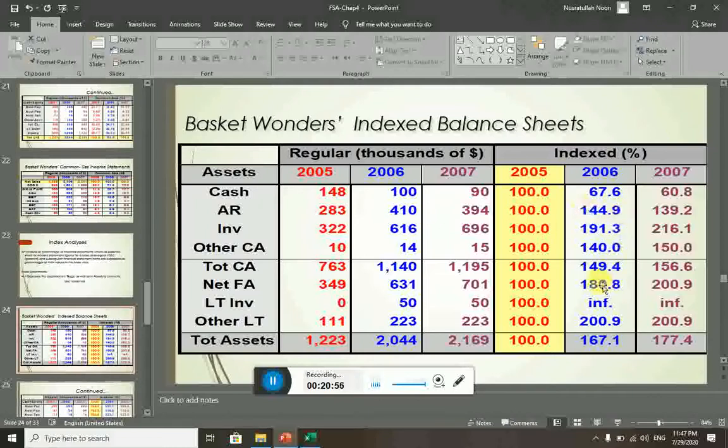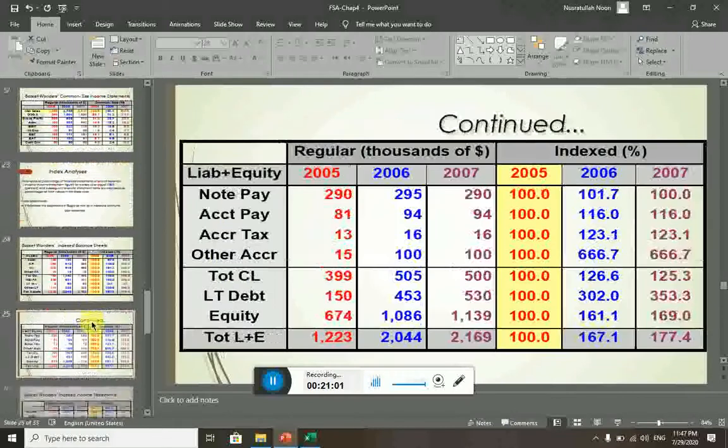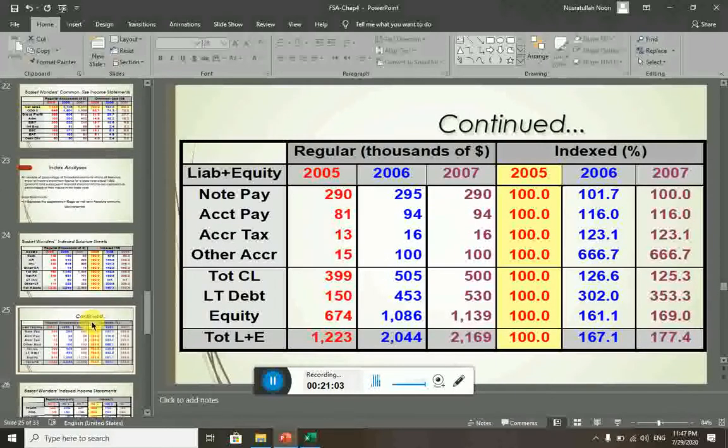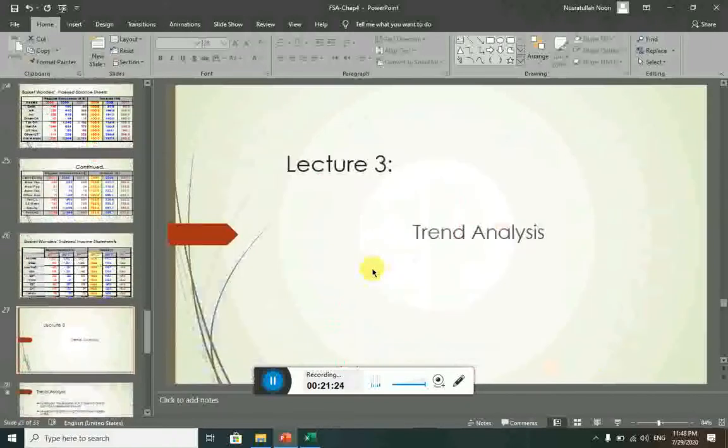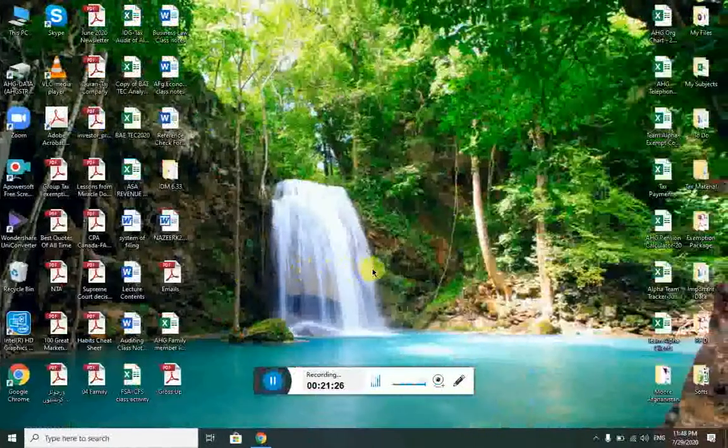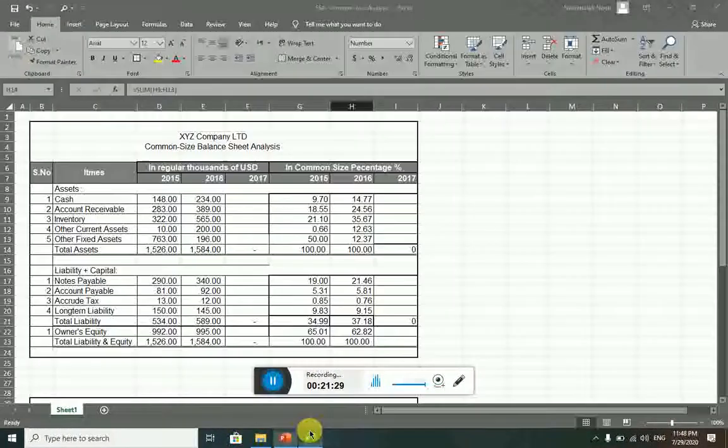So the same operation is carried out here, and for the liability and equity portion. Same for 2017. Current year minus base year divided by base year multiplied by 100 plus base year 100, right, for each item. The same operation is carried out here. Now let me show you how it is prepared in Excel or in any other format.